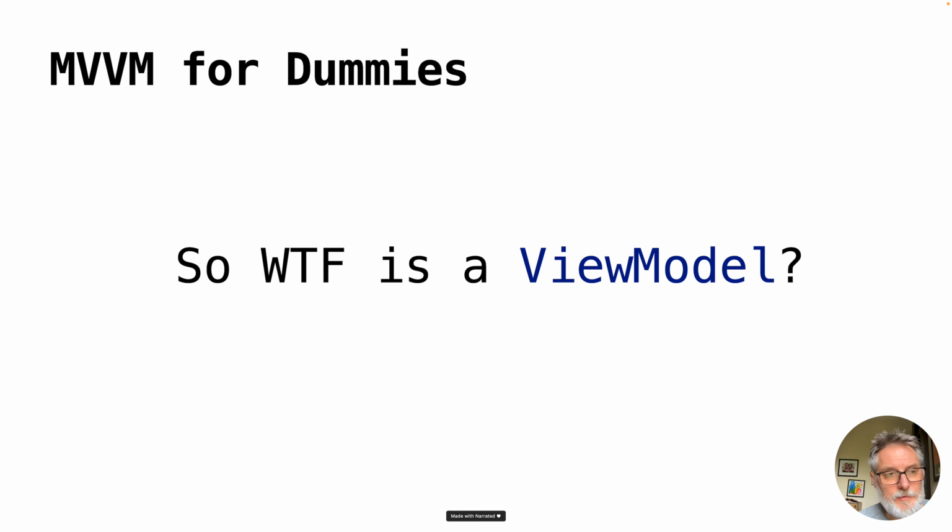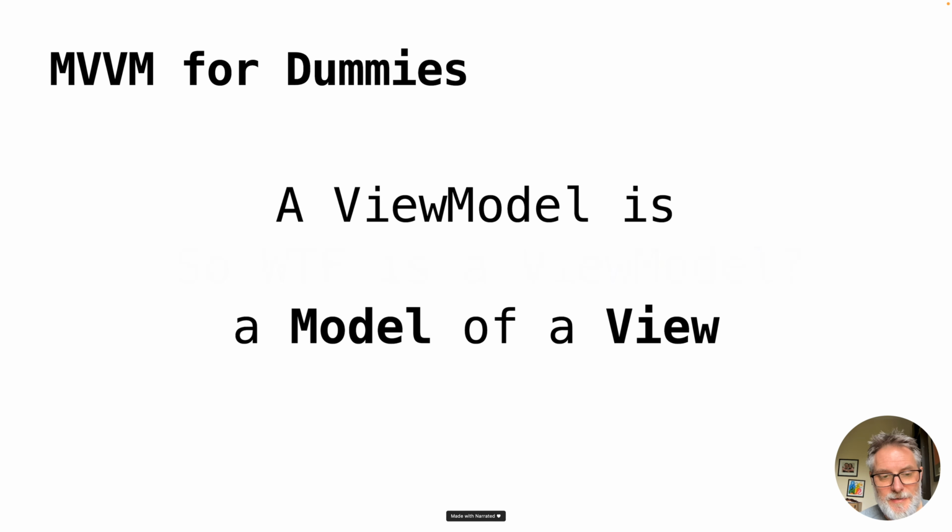So, WTF? What is a view model? Well, it's a strange name. It's a model of a view, and that's the essence of it. Because it's a model, it's got to be really simple data. It can't be a complex class hierarchy or anything else. It's a model of a view. So what does that really mean?